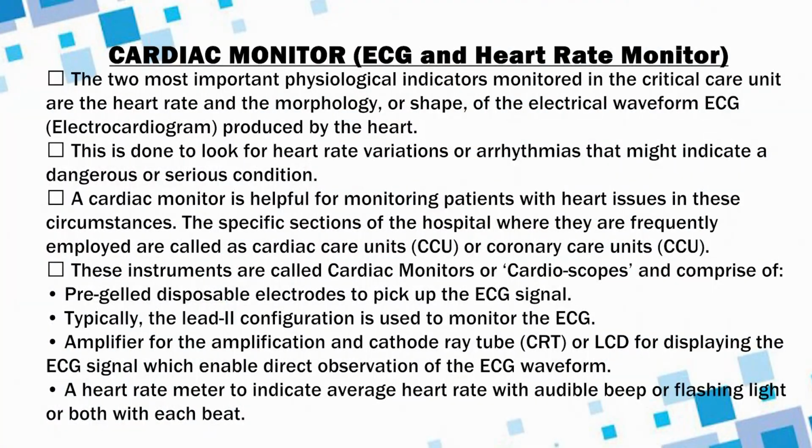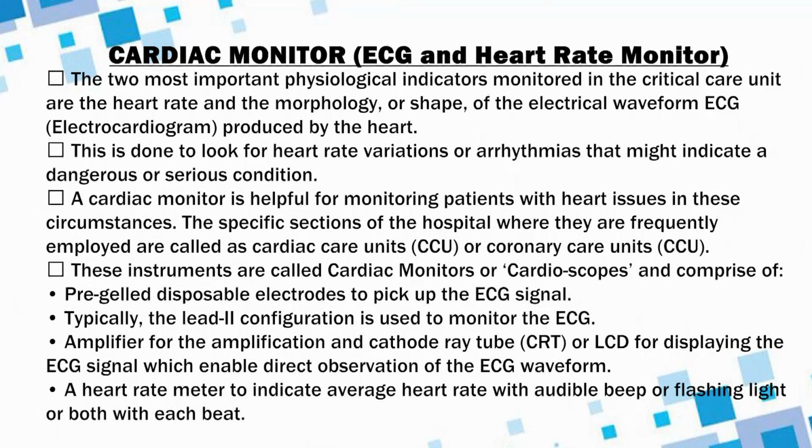Coming to cardiac monitor, that is ECG and heart rate meter. The two most important physiological indicators monitored in the critical care unit are the heart rate and the morphology or shape of the electrical waveform, ECG, produced by the heart. This is done to look for heart rate variations or arrhythmias that might indicate a dangerous or a serious condition. A cardiac monitor is helpful for monitoring patients with heart issues in these circumstances.